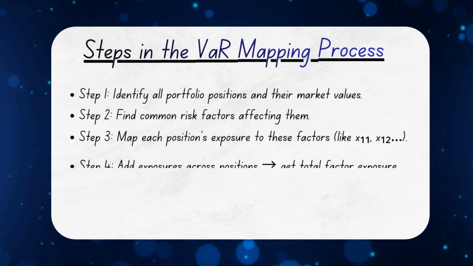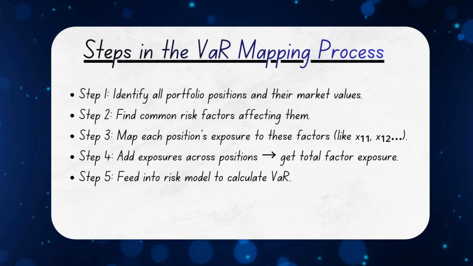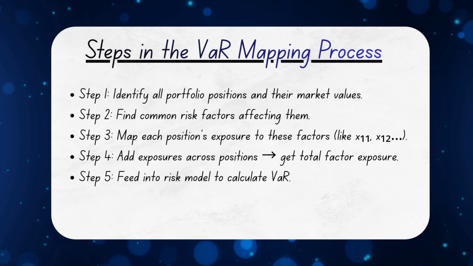The process usually starts by listing all portfolio positions and recording their current market values. Then we identify the common risk factors that influence these positions, such as interest rate changes, equity market movements, or currency fluctuations. After that, each position is mapped to these factors using exposure weights.